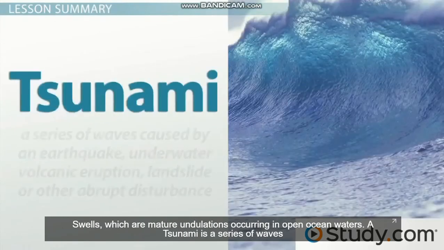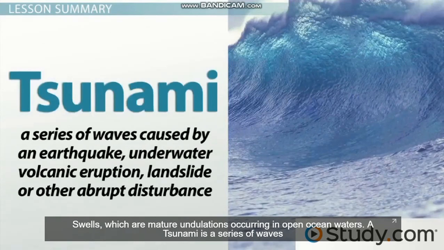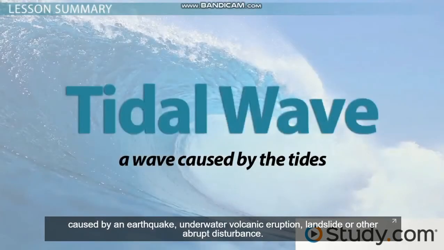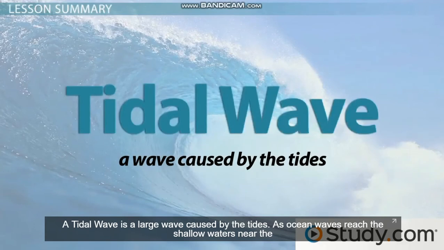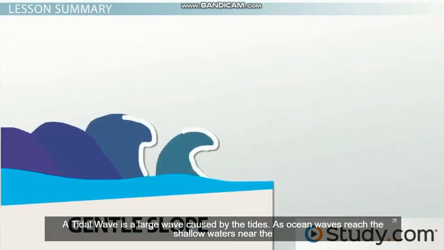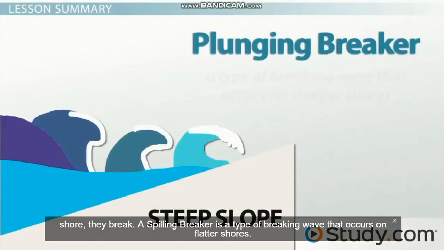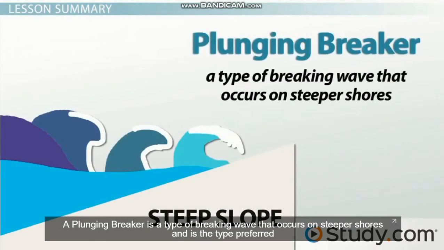A tsunami is a series of waves caused by an earthquake, underwater volcanic eruption, landslide, or other abrupt disturbance. A tidal wave is a wave caused by the tides. As ocean waves reach the shallow waters near the shore, they break. A spilling breaker is a type of breaking wave that occurs on flatter shores. A plunging breaker is a type of breaking wave that occurs on steeper shores and is a type preferred by surfers.